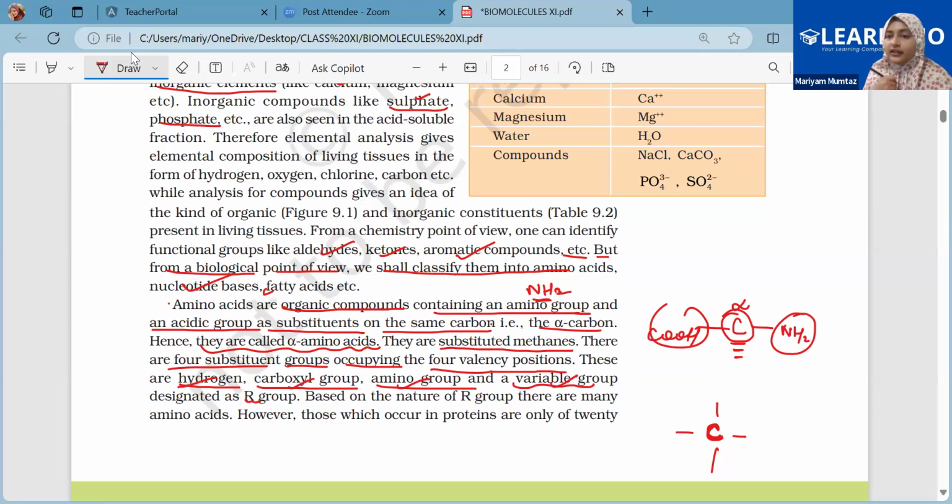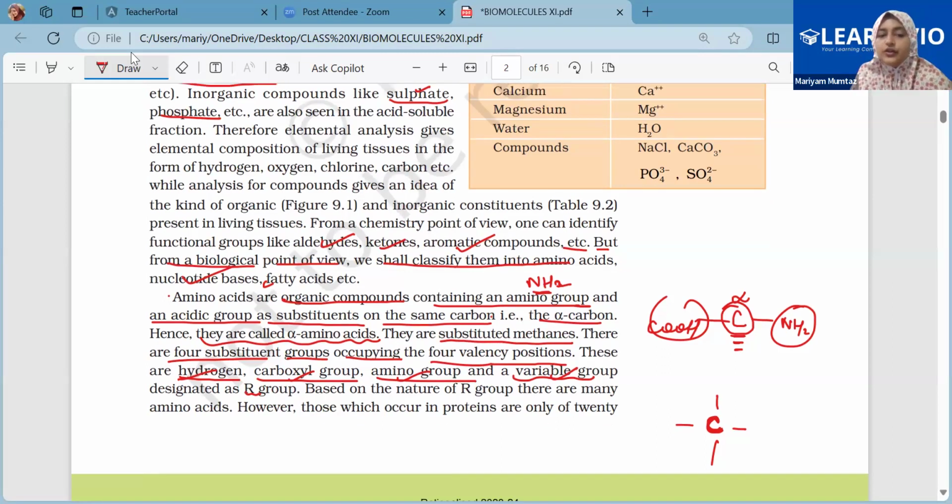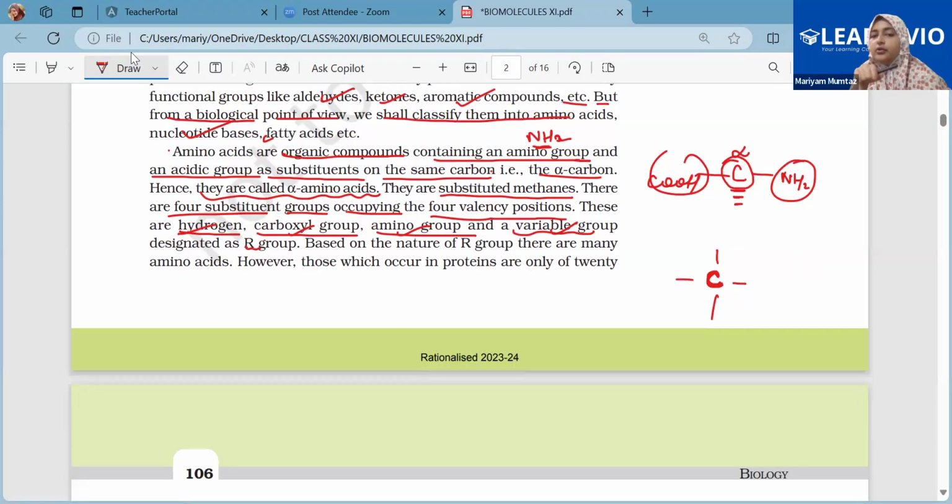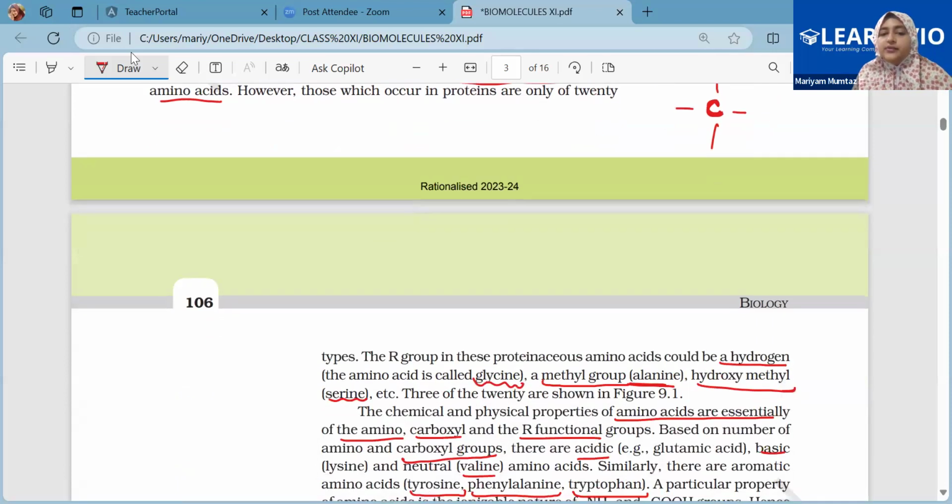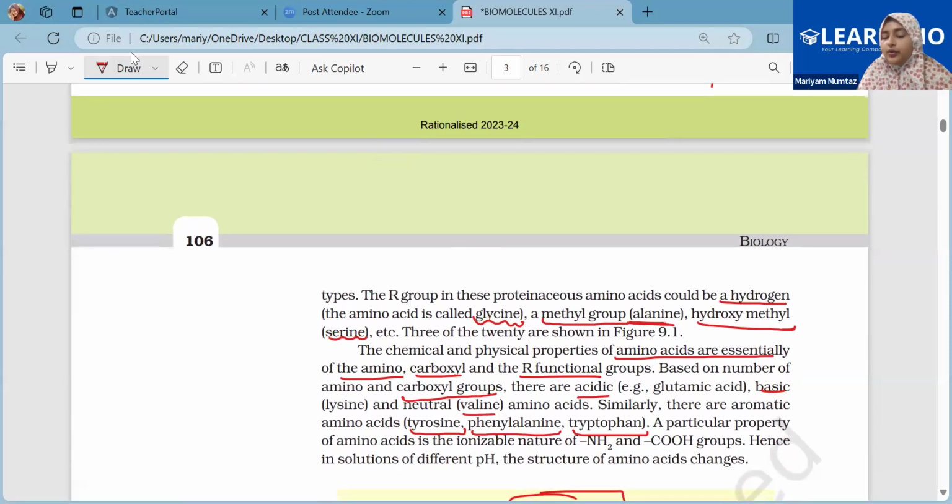We know that carbon can form four bonds, right? So each of those four bonds will have one of the four functional groups attached. Based on the nature of the R group, there are many amino acids. The R group is the variable group. However, those which occur in proteins are of only 20 types. One protein is made up of 20 amino acids.